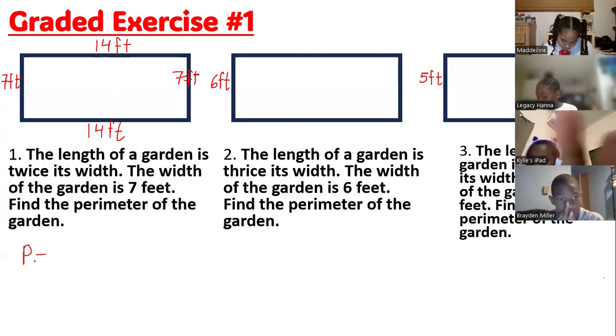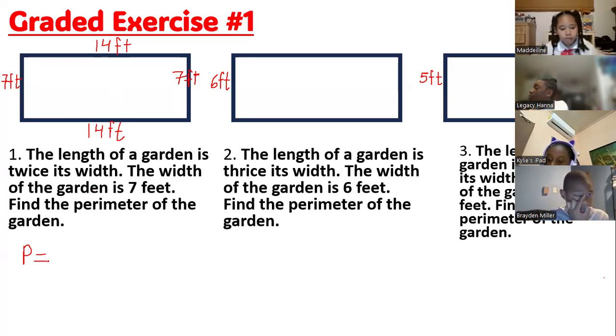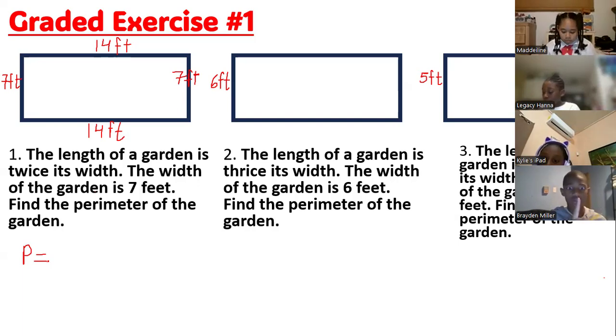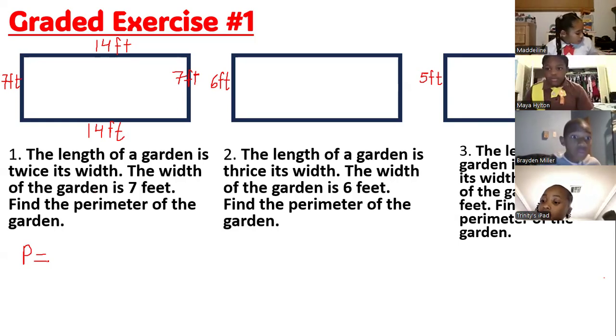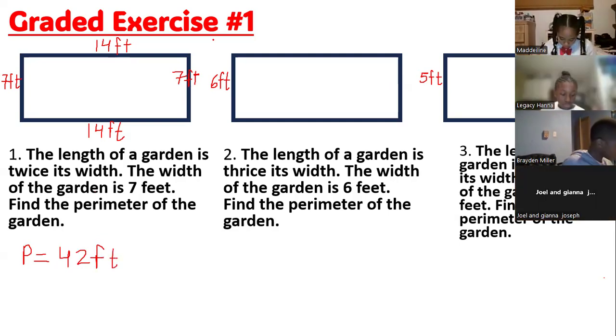Number one. 18 feet? No, it can't be 18 feet. Who's that speaking? Adaya? Yes, sir. How did you get 18? Oh, I read the wrong question. Okay, go ahead. I got 42. Yeah, 42 is correct. Anyone else get 42 feet? No, this is exercise number one, the very first one. Oh, sorry.